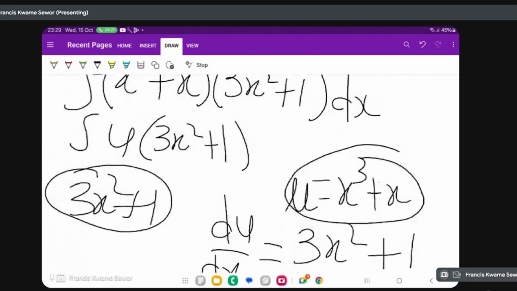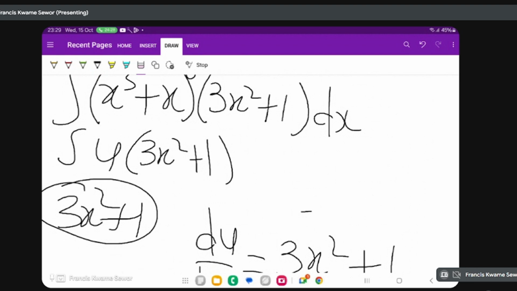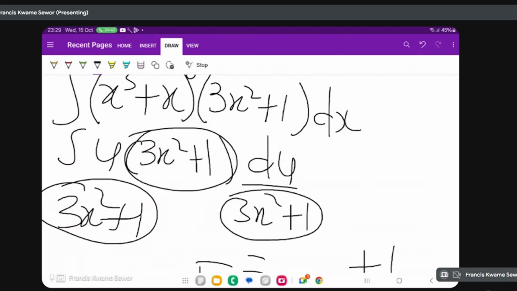So I'm going to go here. Let me clean this side to save space. Then I know my ds, the one I made the subject, so I copy ds here. ds is equal to du over 3s squared plus 1. So you see that this and this will cancel. At the end of the day, I just have u du.